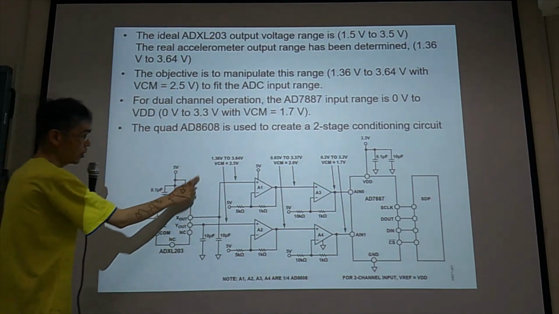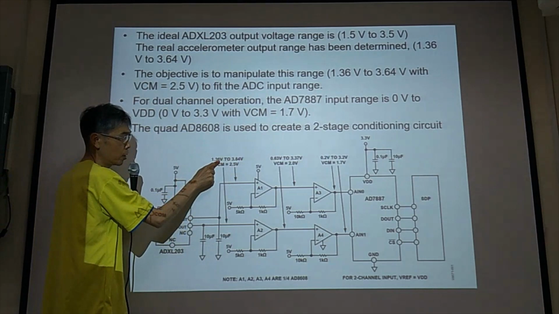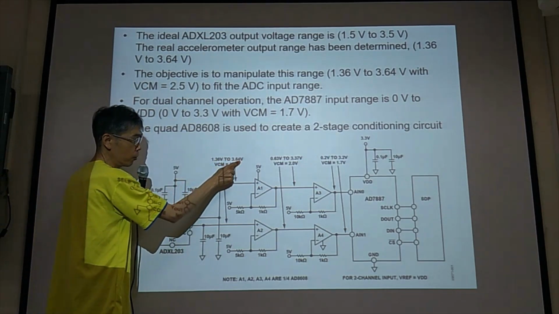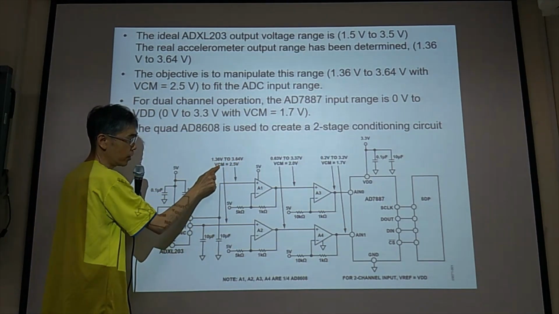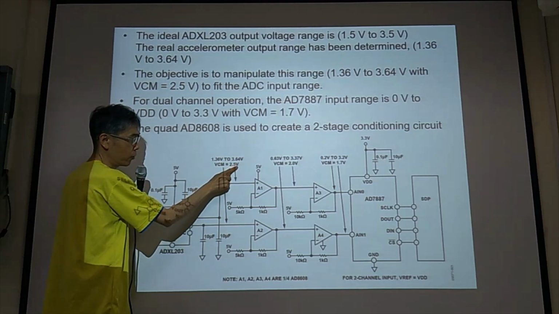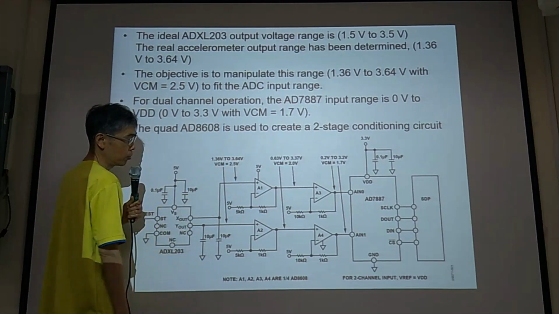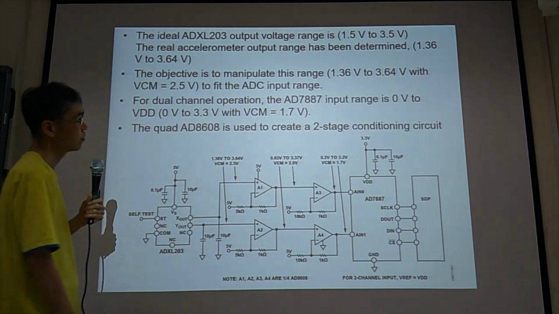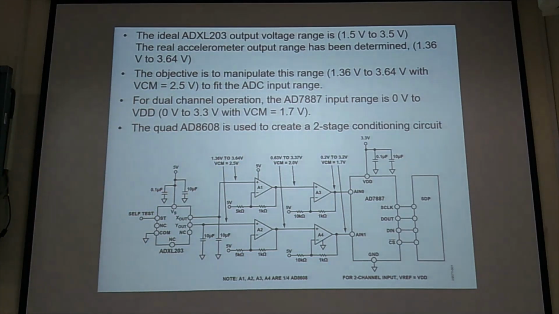So that's why we get this 1.36 volt to 3.64 volt, and the VCM common mode voltage 2.5 volt. So this is the input. So now it's your job to do the calculation.